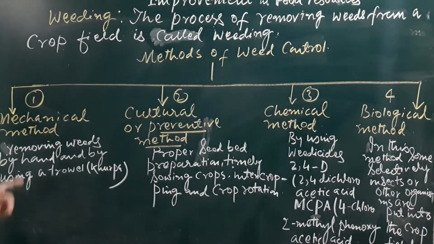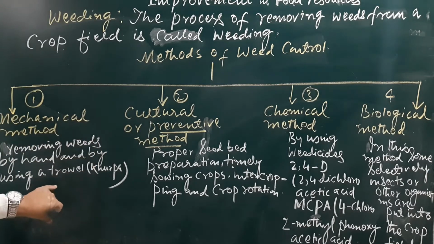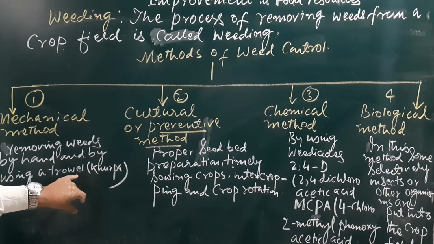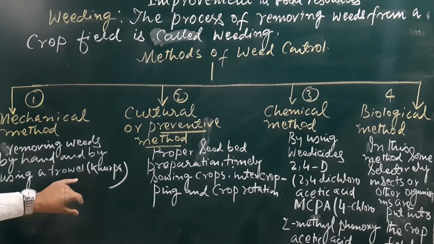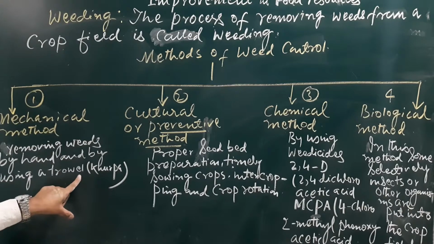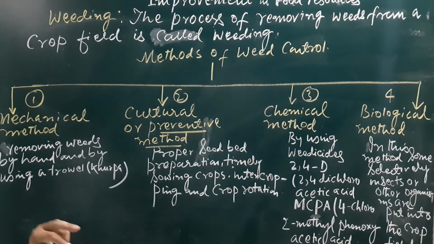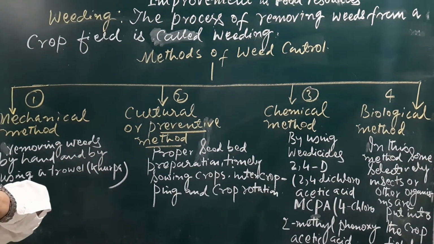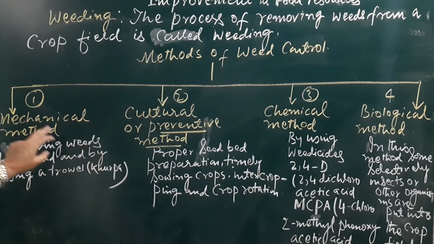What will happen in the mechanical method? That means manually, when we remove the weeds, you have an idea about the different types of agricultural implements which you have seen in class 8. The khurpa and the trowel, or any such tools with the help of which we can remove the weeds from the field, uproot and throw them out, cut them, remove them. So that is the mechanical method.